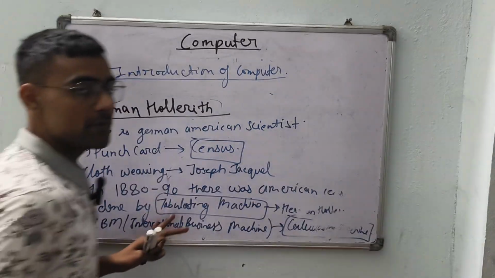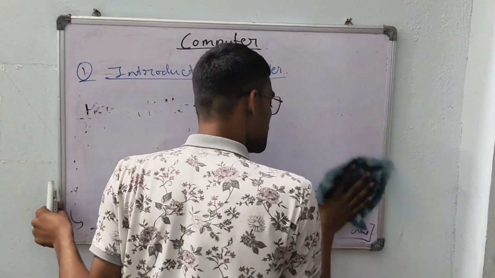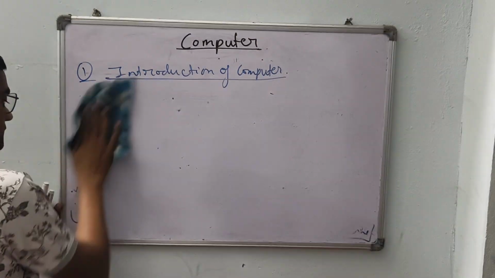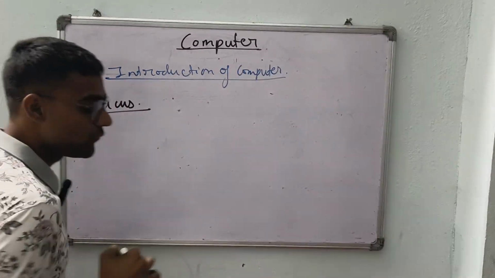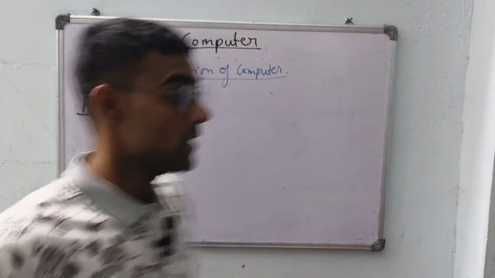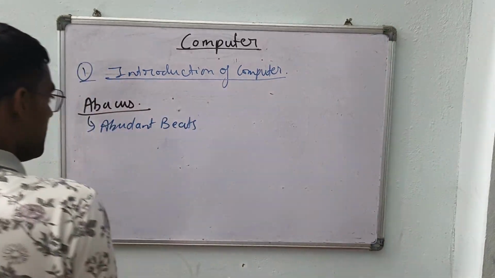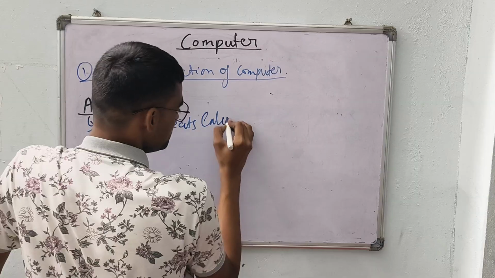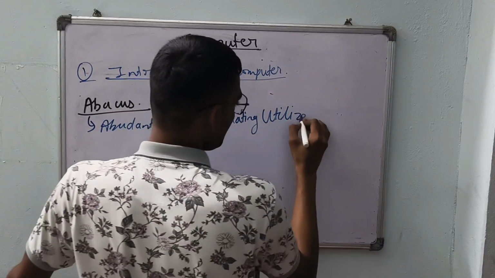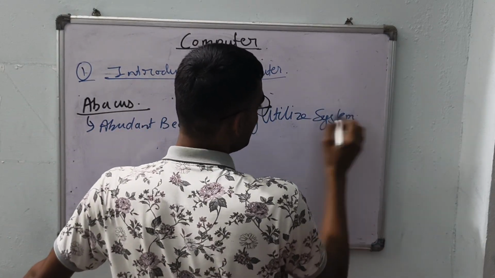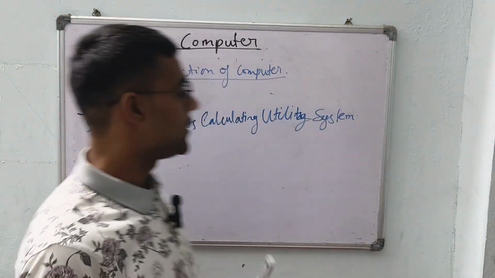We have discussed Hermann Hollerith, and after it we are going to discuss the abacus. What is the full form of abacus? The first thing to discuss is that its full form is Abundant Beads Calculating Utility System.